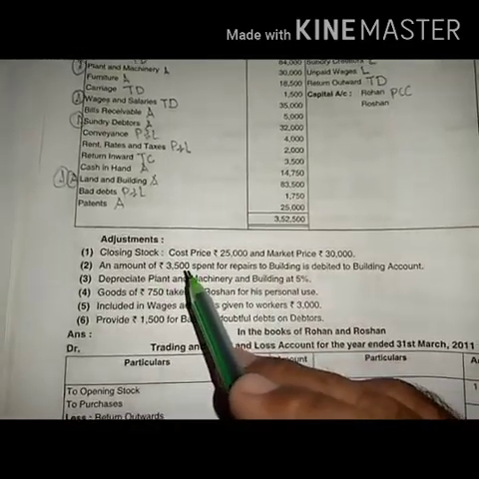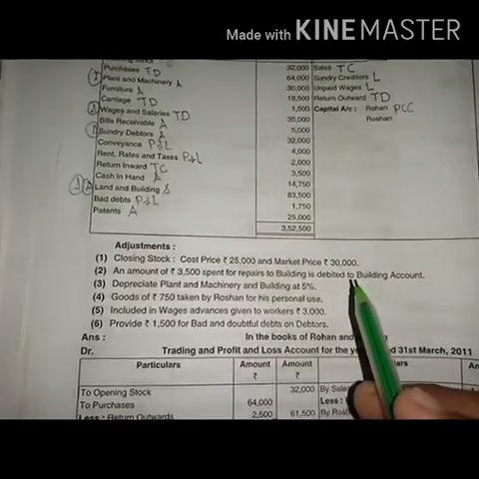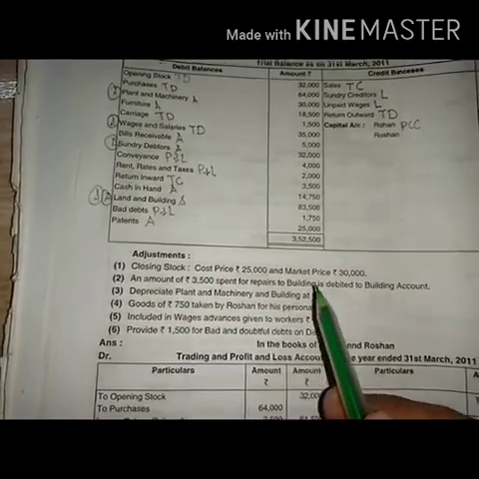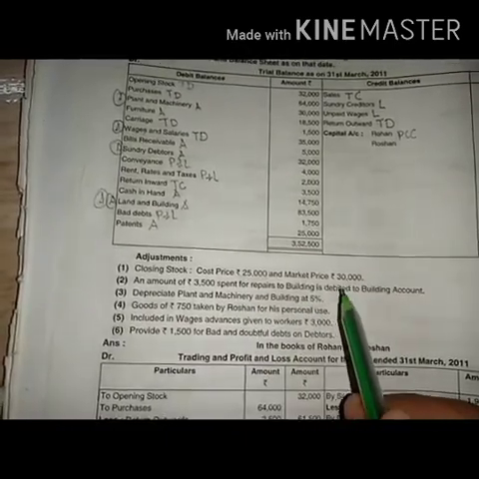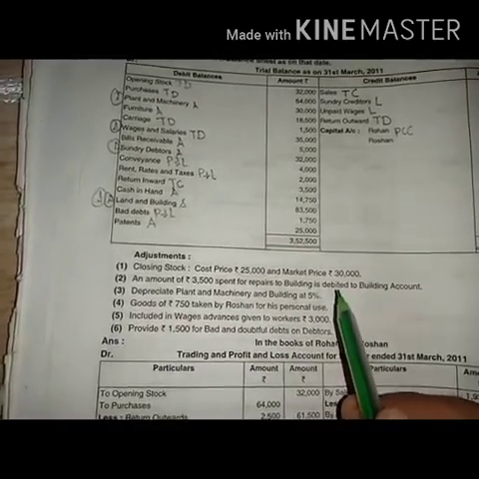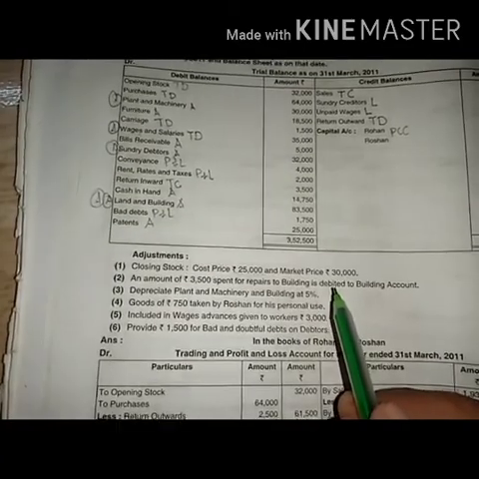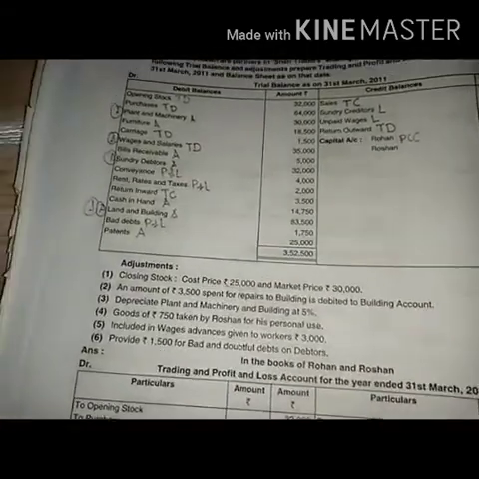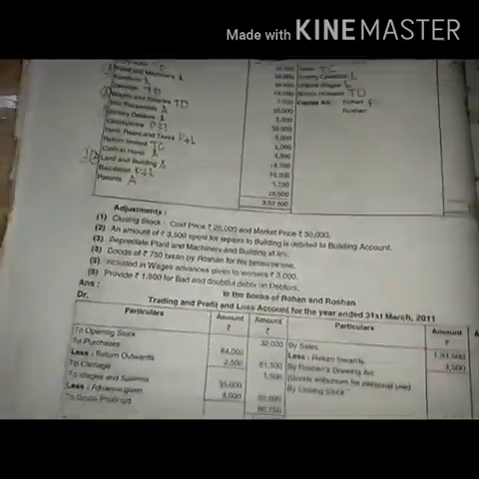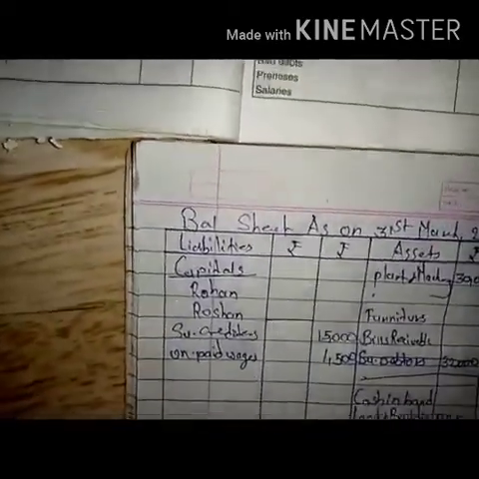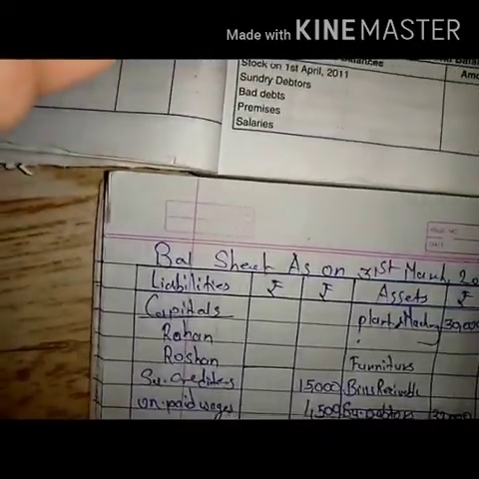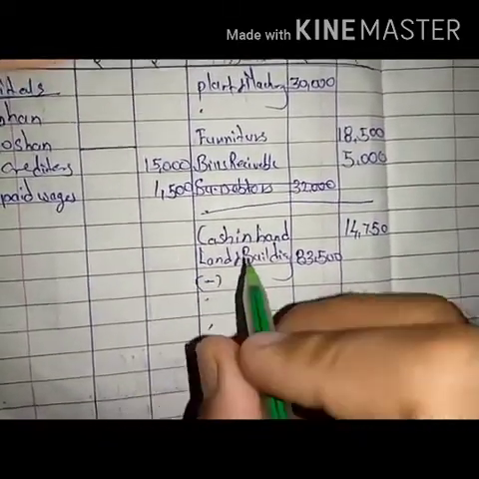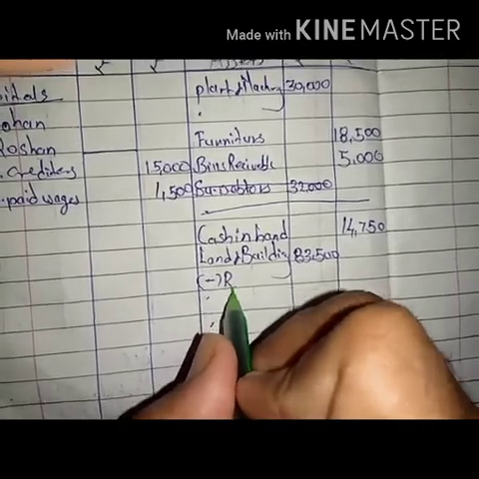An amount of 3,500 spent on repairs to building is debited to building account. This amount is wrongly debited in building account. Wrongly debited means it is wrongly added. So we are going to remove it from the building. Removing means we are going to deduct it. So land and building less, we are going to write repairs.